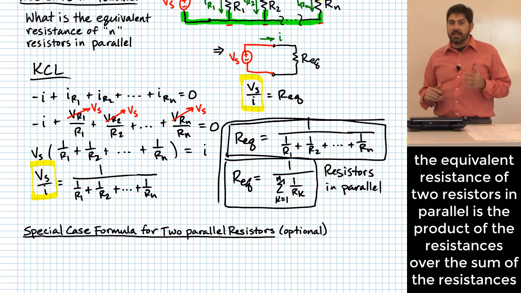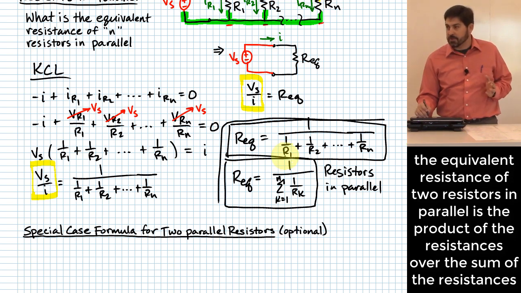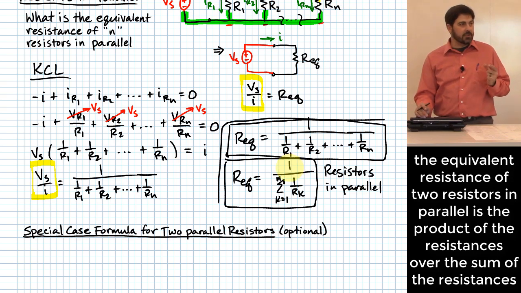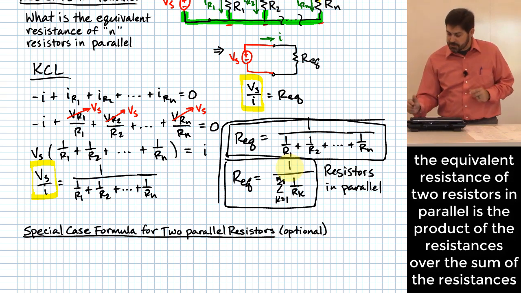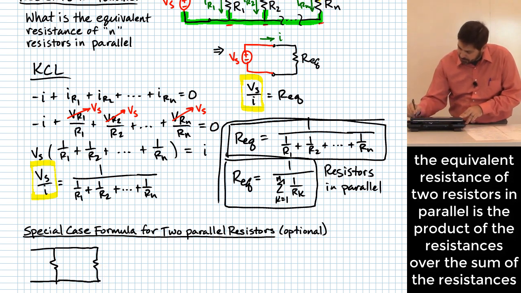All right? You don't need this, because everything that you need to evaluate equivalent resistances for resistor networks in parallel, I already gave you with these relationships right here. But there is another format that is sometimes used when you're working with just two resistors that are in parallel with each other. So, trying to be clear, this is optional. You don't have to memorize anything here if you don't want to.